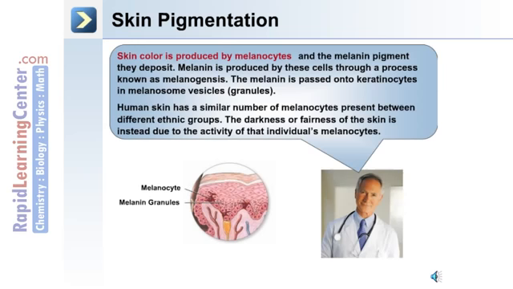Skin pigmentation. Skin color is produced by melanocytes, because melanocytes produce the pigment melanin. Melanin is produced through a process known as melanogenesis, and the melanin is passed onto keratinocytes in vesicles called melanosome granules. The human skin has a similar number of melanocytes present between different ethnic groups. The difference between dark or fair skin is instead due to the activity of the individual's melanocytes.